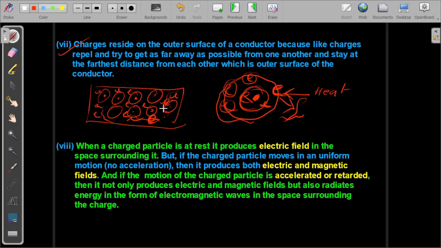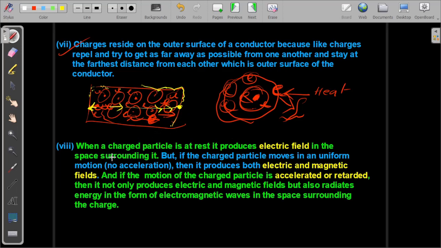As a result, these electrons will repel each other, and they will try to stay as far away as possible from each other. Suppose this is one electron and this is one electron. They will repel each other. Then this one will try to go to this side, and this one will try to go to this side, the farthest way. And once an electron reaches the surface of the conductor, it will stop there. It will move on the surface like this. In this way, many electrons will be moving on the surface. In other words, they will be residing on the surface of a conductor.